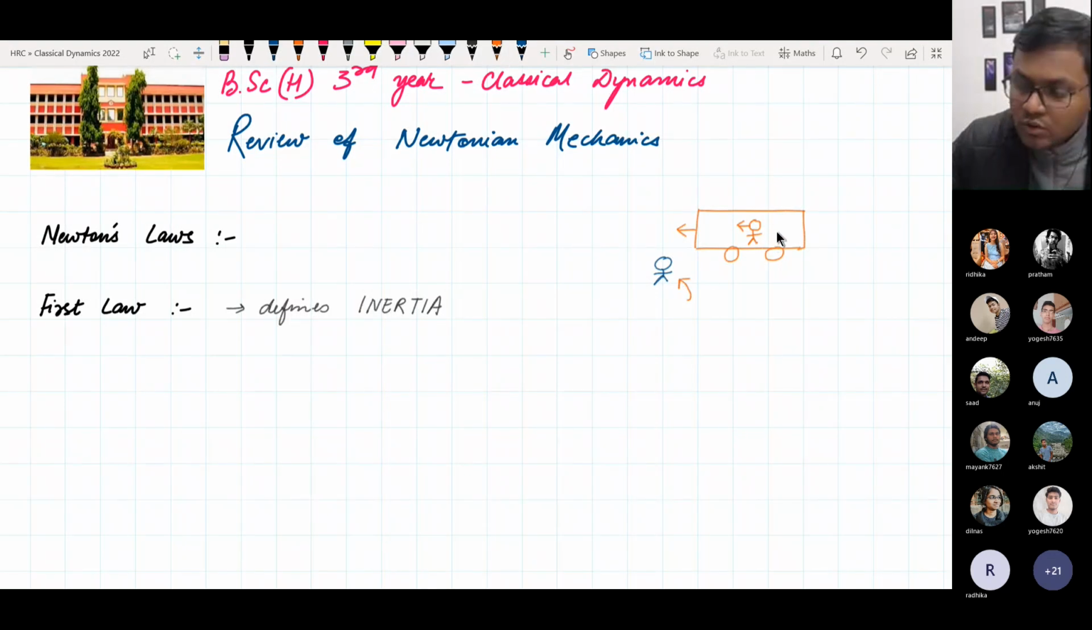So it all depends upon the observer. Okay. Yes. If we are looking from an outside observer, then the person who was inside the vehicle, it is because of inertia that he moves forward. But if we are inside the vehicle, we don't know whether the vehicle is moving or not moving, because there is something known as the equivalence principle.